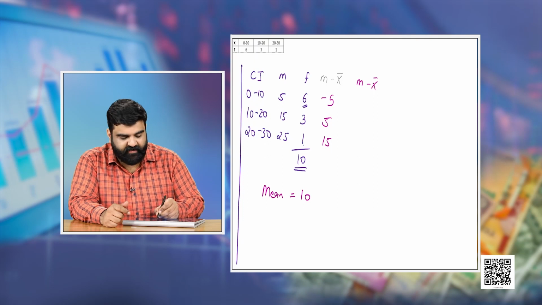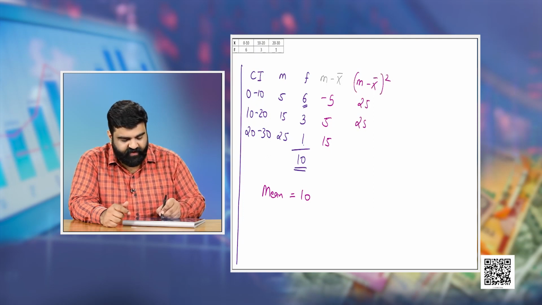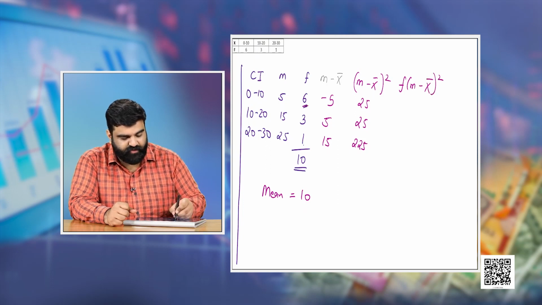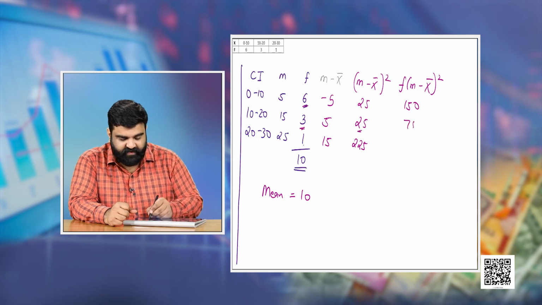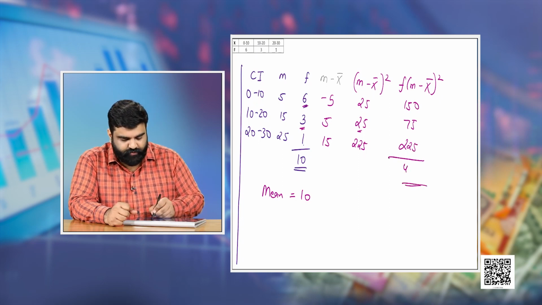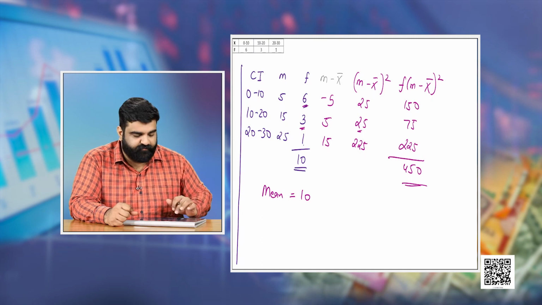Let us square these values. So, I get 25, 25 and 225, which is 15 square. Now, let us multiply these values with frequency. So, I get 150, I also get 75 and finally, I get 225, which is 225 multiplied by 1. So, the total to this will be 450.